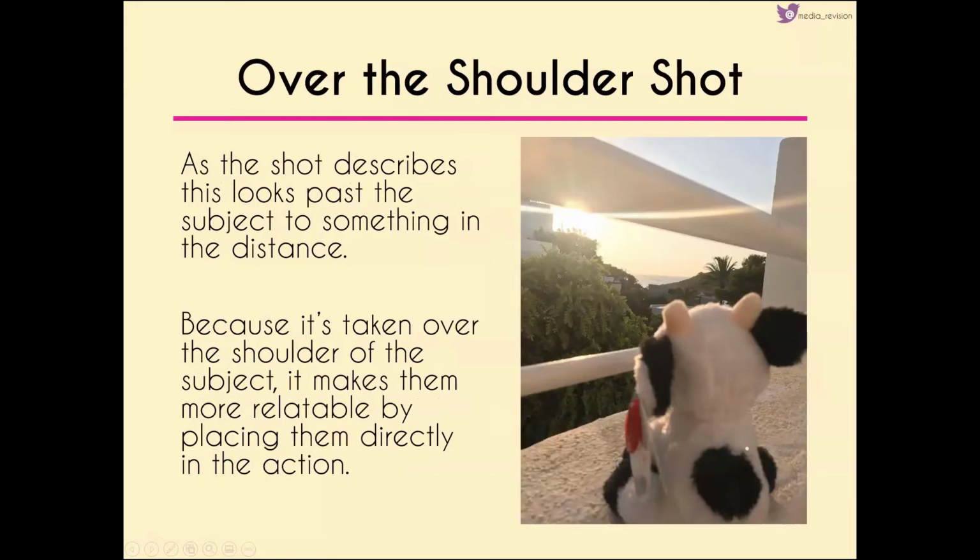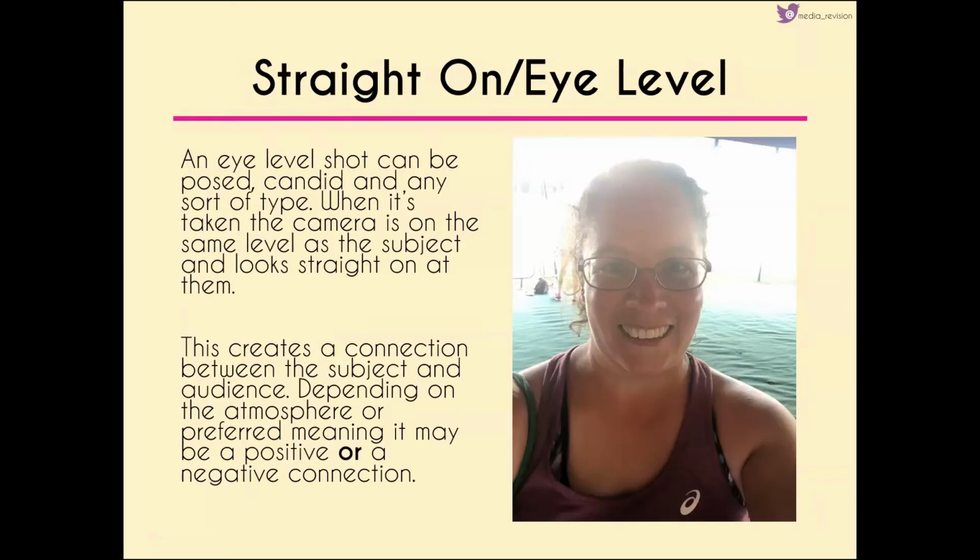An over-the-shoulder shot does what it says on the tin really. It looks past the subject to something in the distance, in this case the sunset. And because it's taken over the shoulder, it makes them seem more relatable because we're placed directly in the action. It's almost like we're standing behind them as this happens.